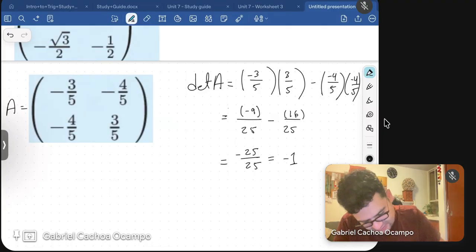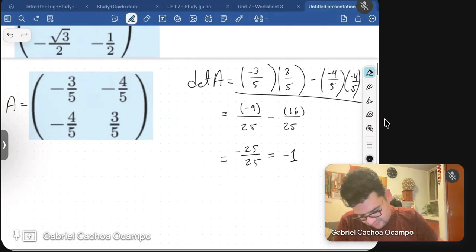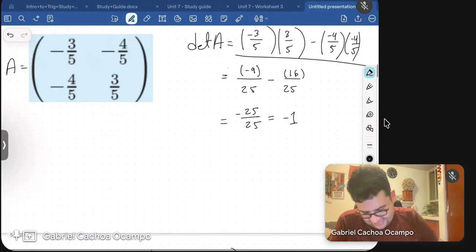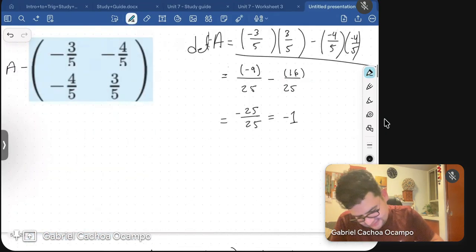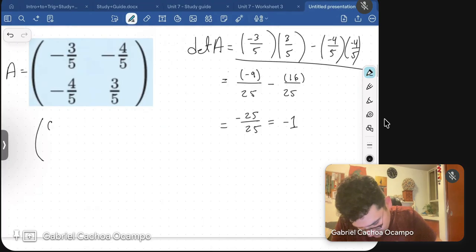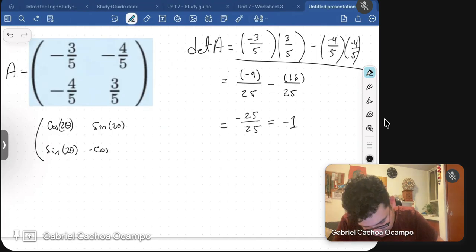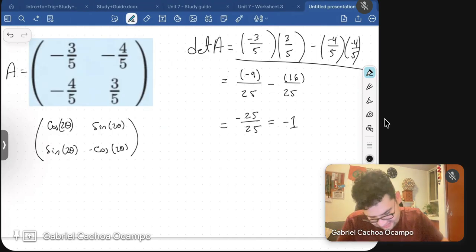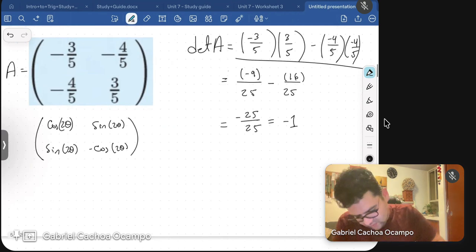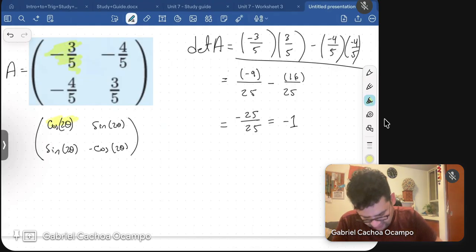Of course, you can do this one with the calculator, no? But we're mental math people. So this is again one of those formulas, that means that my matrix is cosine of 2 theta, sine of 2 theta, sine of 2 theta, negative cosine of 2 theta, no? So that means that I can set the equation negative 3 over 5 equals to cosine of 2 theta. So cosine of 2 theta equals to negative 3 over 5.